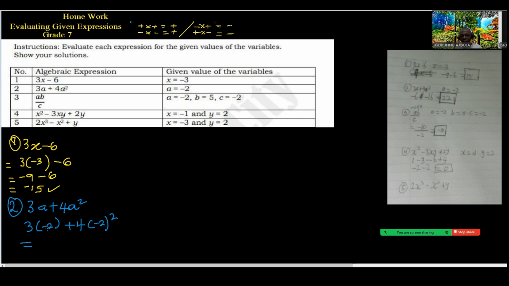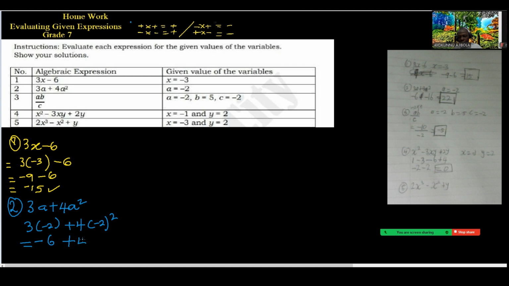Again, 3 times negative 2. 3 is positive, 2 is negative. That's a negative 6. Plus, then 4 times negative 2 will give us a negative 8. I mean, we cannot do that straight. I forgot that there is a square here.